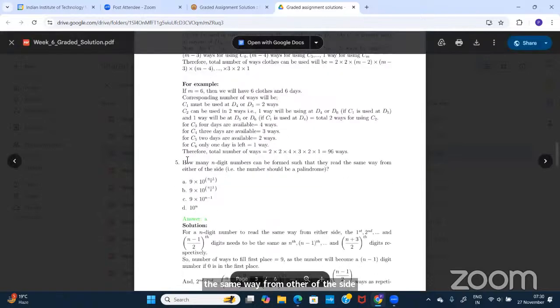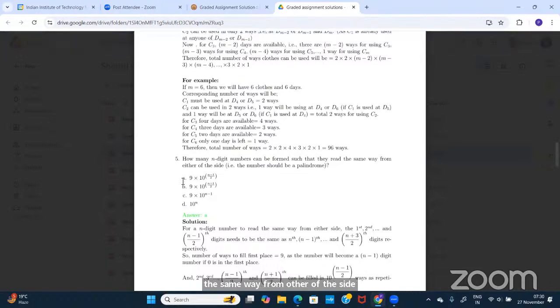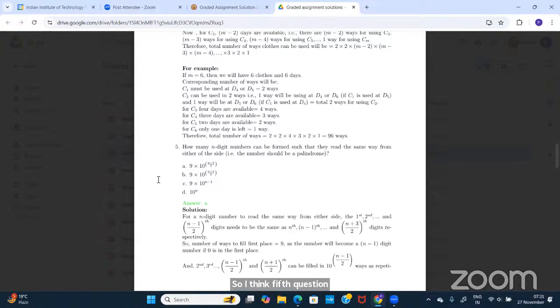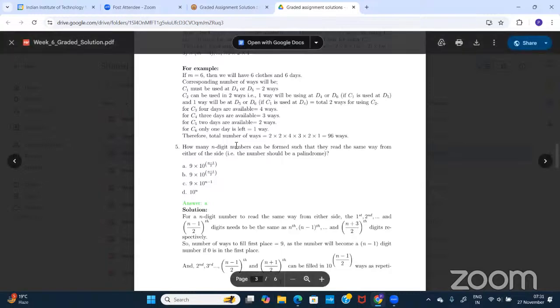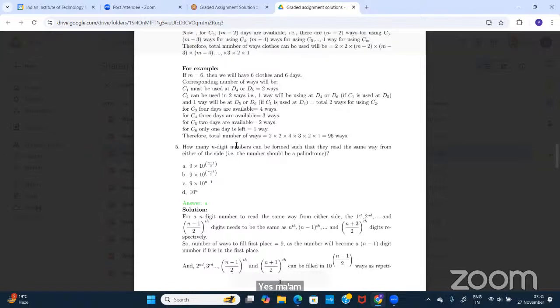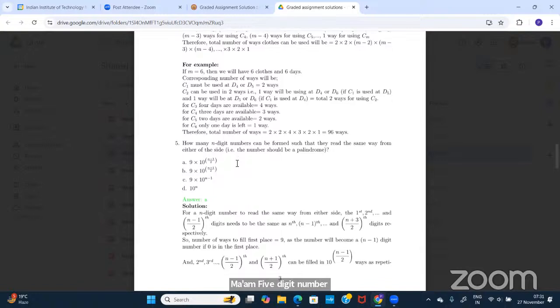Okay, so I think it is the fifth question. Fifth one, right? See on the screen. Yes, ma'am. The value of n is given in your question. It is a 5-digit number? Ma'am, not a 5-digit number, it is a 21-digit number that can be formed such that they read the same way from either side. Okay.